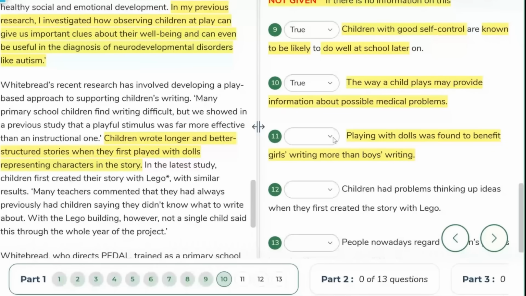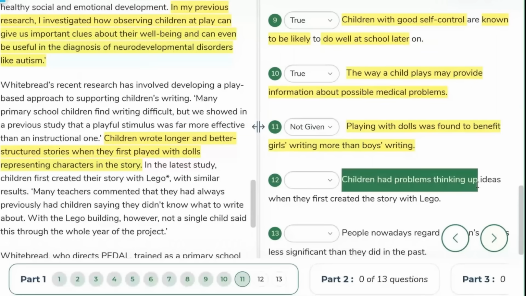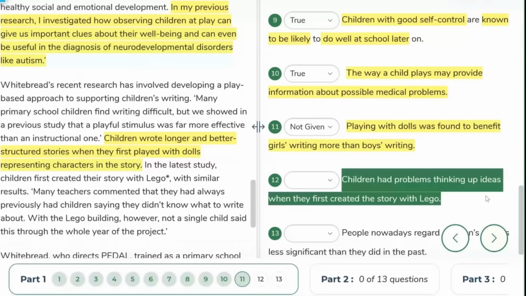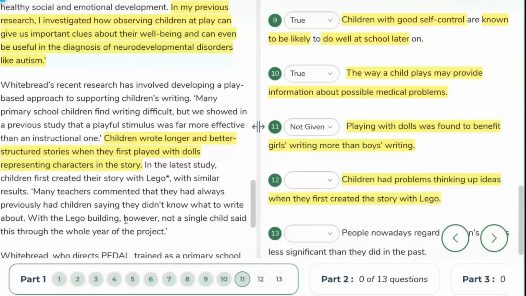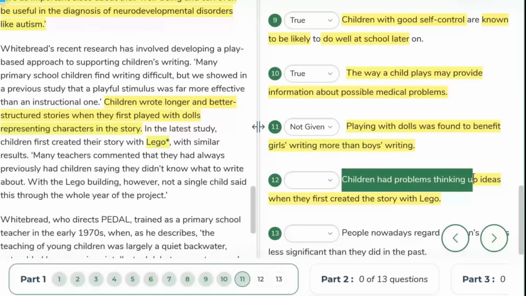Okay, that's right. Don't worry, Azim, keep practicing. It's all about focus, and focus comes when you practice. So keep going. Now we go on. Children had problems thinking of ideas when they first created the story with Lego. Now we need to find Lego. Lego is here. It's a toy company. Now, if children had problems thinking up ideas with Lego, the answer is true. If they did not have any problem, the answer is false. Otherwise, it is not given.